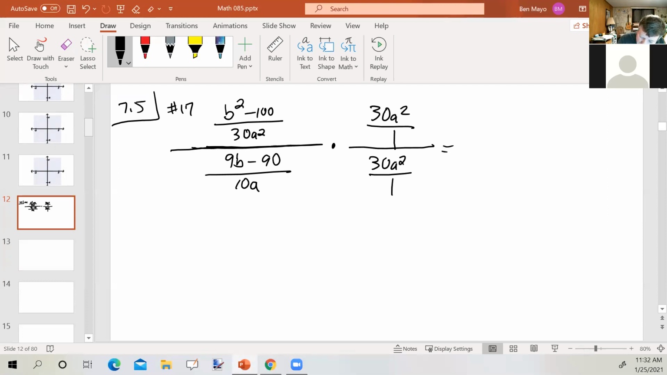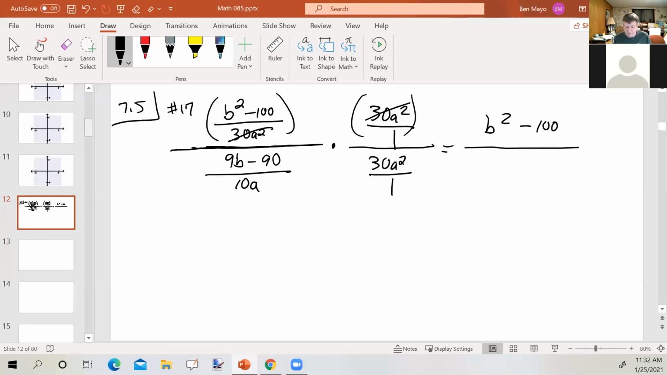Okay, so now taking this times this, the 30a squareds would reduce out, leaving us with b squared minus 100 in the numerator. Taking this times this, 30 over 10 is 3, and a squared over a is a. So I've got 3a times 9b minus 90. Now I have a simple fraction, but let's see what else we can do with that.